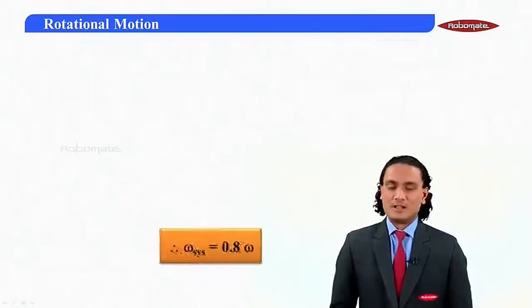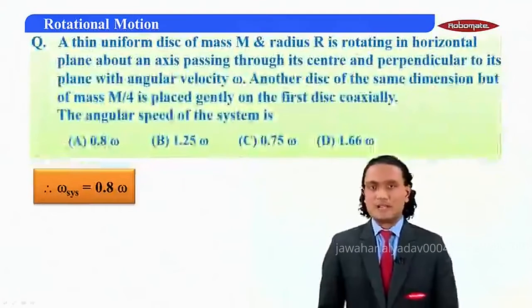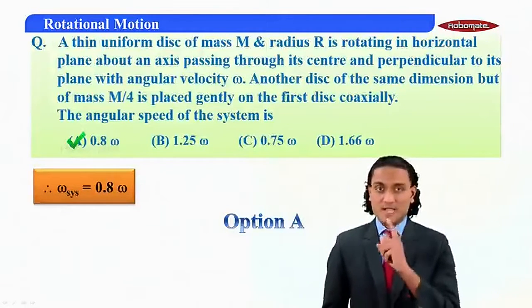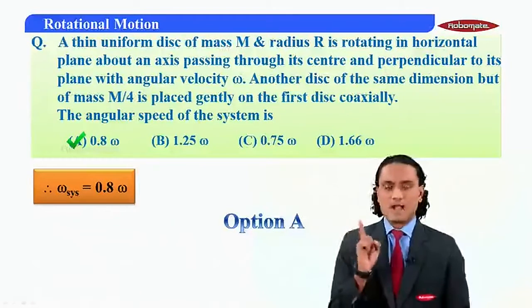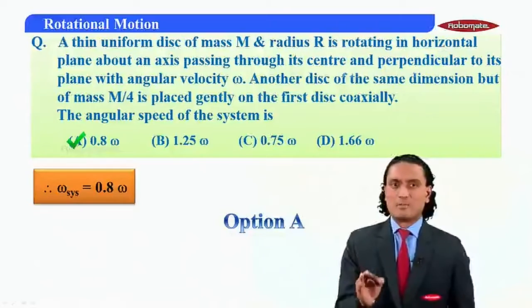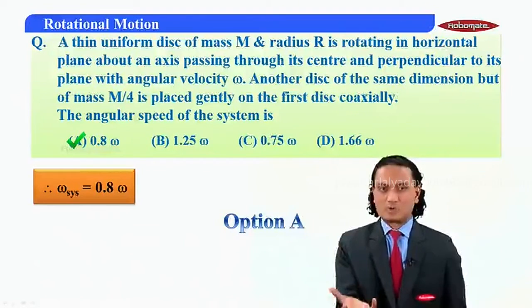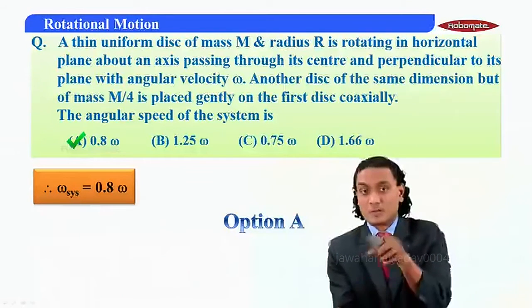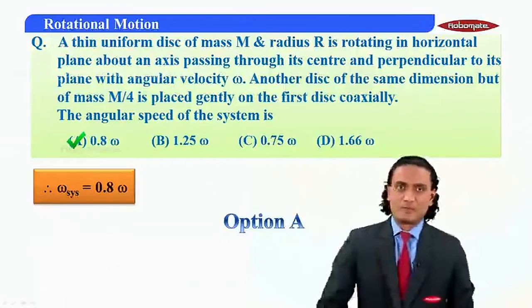Now let me bring back the question and cross check the correct option. Yes, option A is the correct option. So students, these types of questions are very, very important. What did I do? I just took the formula: initial angular momentum of the system equals final angular momentum of the system. Initially only one disk was there. In the second case, both the disks were kept together, so the moment of inertia becomes I1 plus I2. Is that clear?